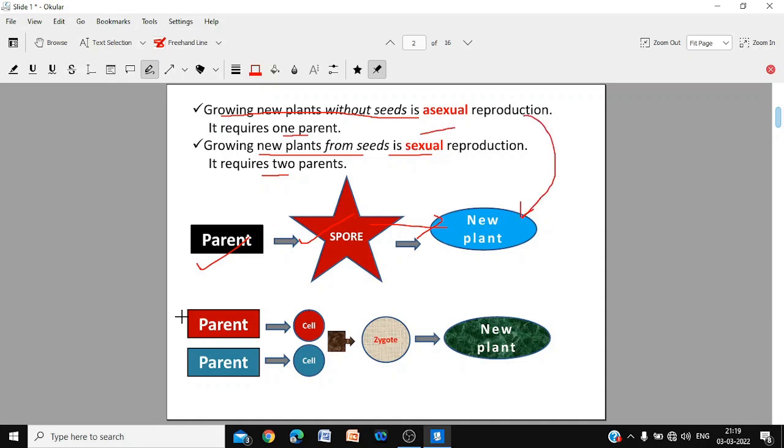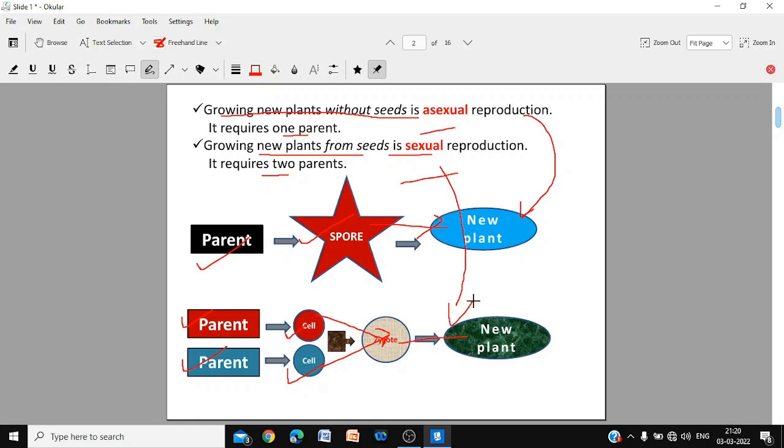Here are two parents, parent 1 and parent 2, a male parent and a female parent, each producing a cell, a male cell or male gamete and a female cell or female gamete, that join together to form a single cell and then grow into a new plant. That would be sexual reproduction.